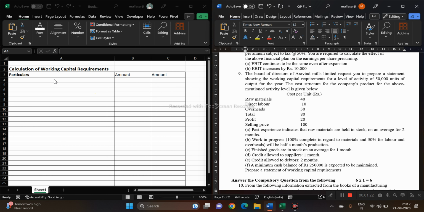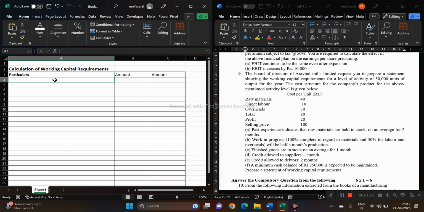So first calculation we'll do here. First head in the column is current assets. Under that first one we'll write raw materials. Now raw materials, what is the information given? We'll write in a bracket. They gave 50,000 units.